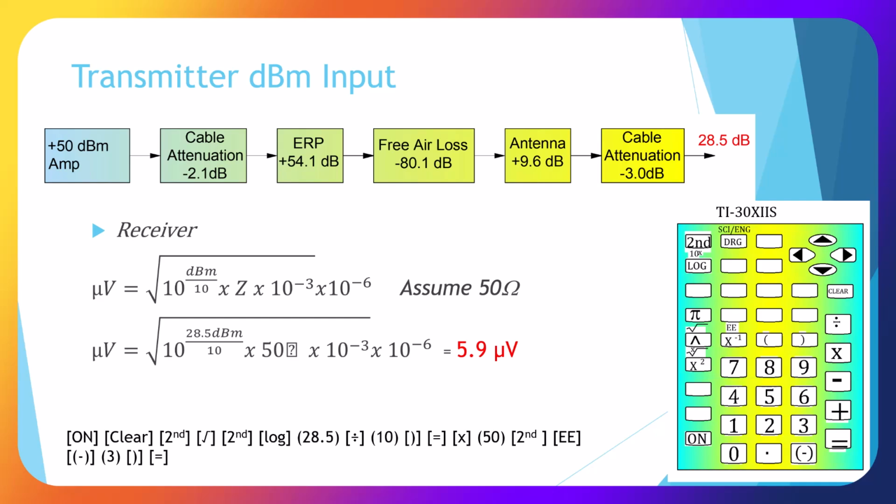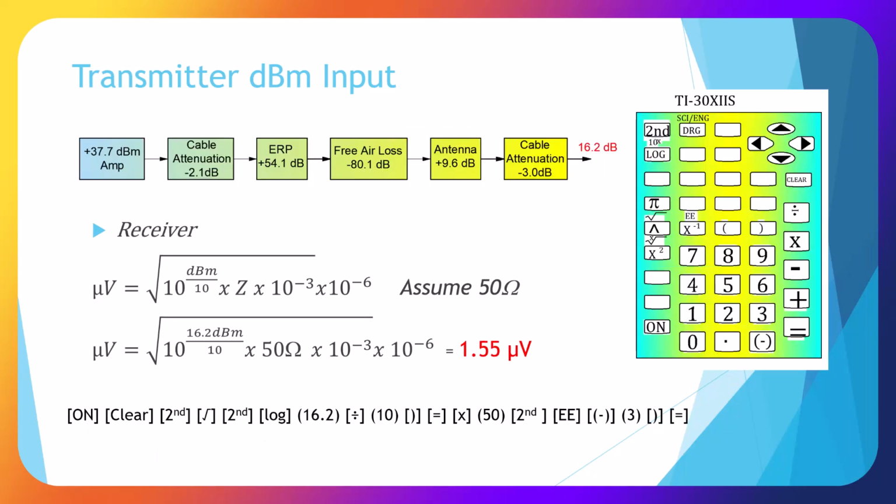Here I've taken all of our calculations and put them together, and the beauty of decibels is we can just add them and subtract them. Okay, let's calculate our transmitter dBm input. I put that chart into our equation. Let's take a look and add everything up. So we have 37.7 dBm from an amplifier. Our cable attenuation coming out of our amplifier is 2.